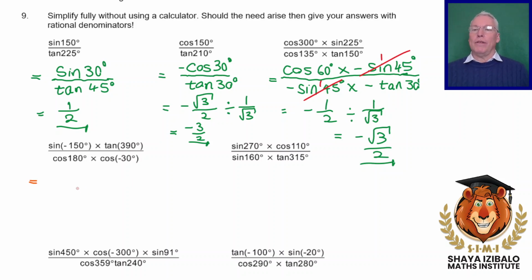Well, we're actually in quadrant 3. Sine's negative in quadrant 3. So in fact, it's going to be negative sine 30 degrees. Tan of 390 degrees. If we take off 360, we get tan of 30 degrees.